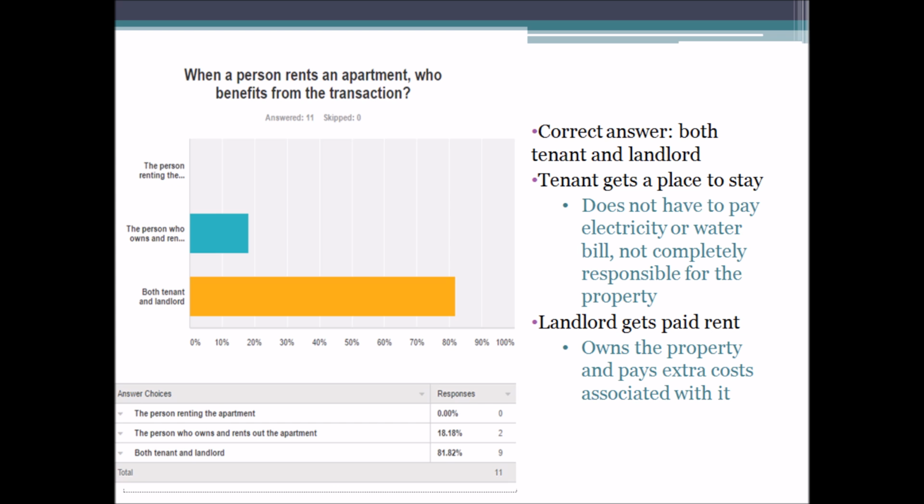We also asked on our survey, when a person rents an apartment, who benefits, the tenant or the landlord? In reality, they both benefit. The tenant gets a place to stay in, doesn't have to worry about the electricity or water bill, and isn't completely responsible for the property. And the landlord gets income from the rent.